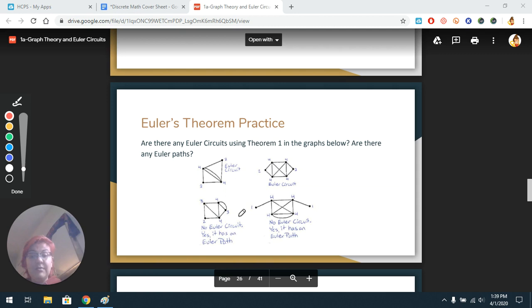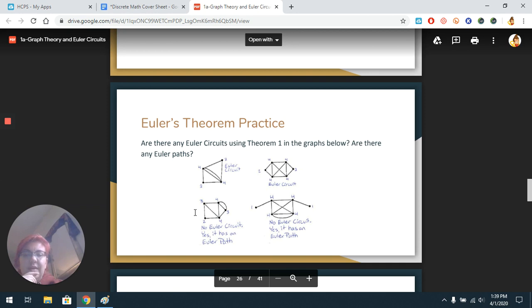Now here, I have 2 odd vertices, so there's no Euler circuit. But what about a path? I can do an Euler path, so I'll still cover every edge, but I won't end up back where I started. And the same here, I have 2 odd vertices. I'll start at this one. So there's no Euler circuit, but I should be able to cover all the edges with an Euler path. There we go. So what does that tell us about Euler paths?